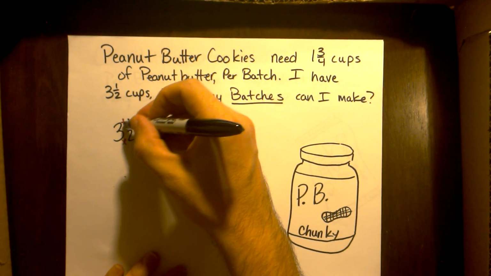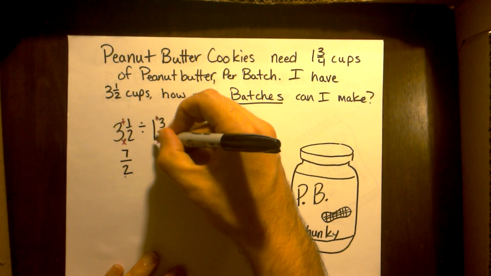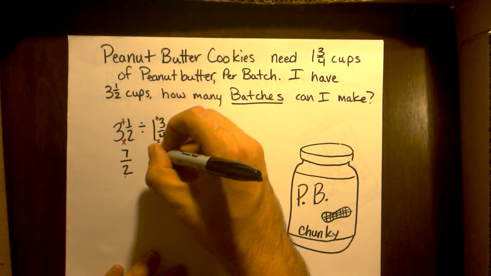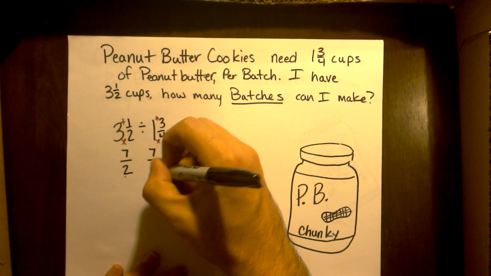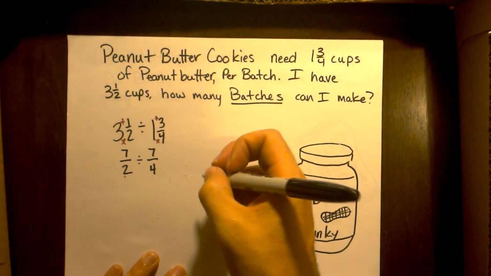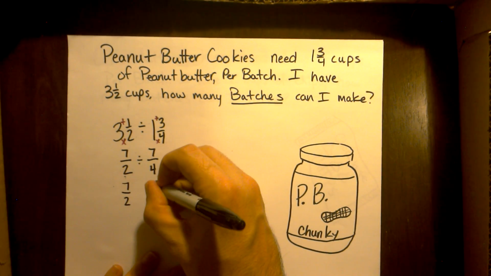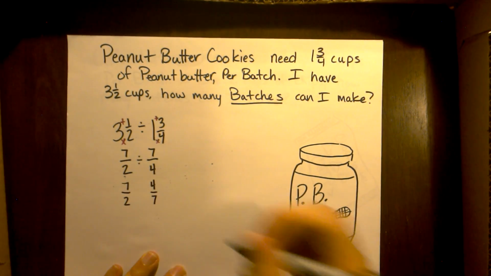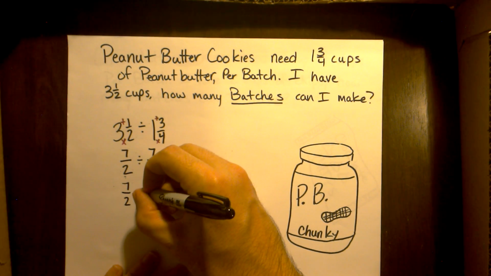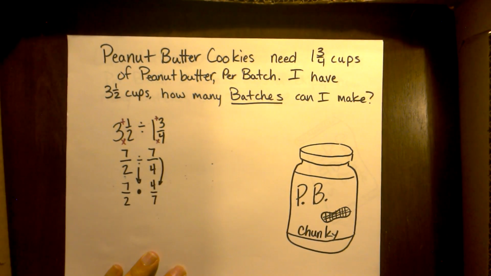2 times 3 is 6, plus 1 is 7. Denominator stays the same. 4 times 1 is 4, plus 3 is 7. Denominator stays the same. It's still dividing. Now, dividing fractions is easy as pie. We have 2 fractions. Flip the second number. So this stays the same. This becomes 4/7. Flip the second number and multiply. My divide becomes multiply, and I flip the second fraction.